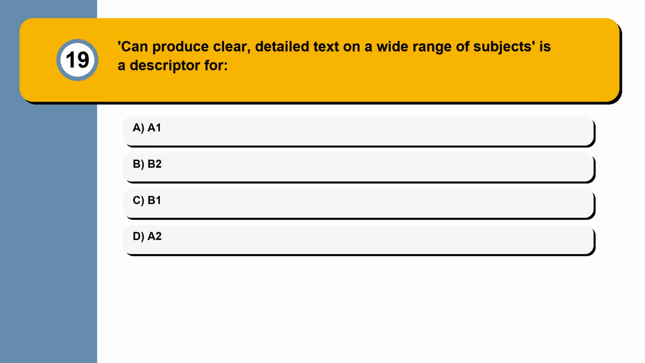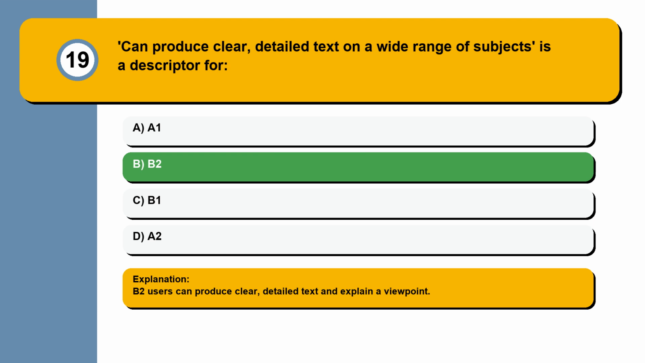Question 19. Can produce clear, detailed text on a wide range of subjects is a descriptor for A1, B2, B1, or A2. B2 users can produce clear, detailed text and explain a viewpoint.